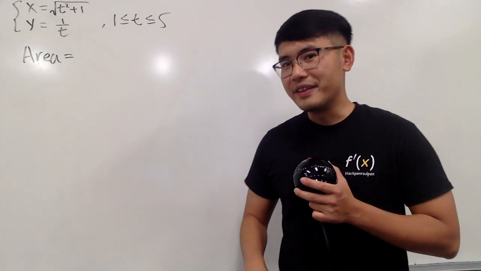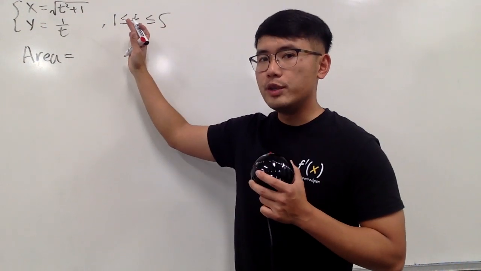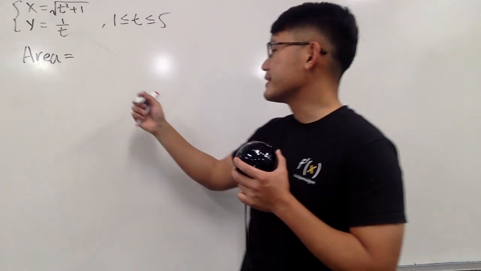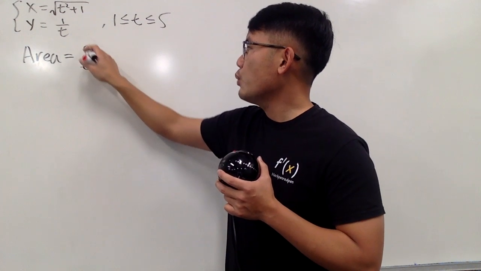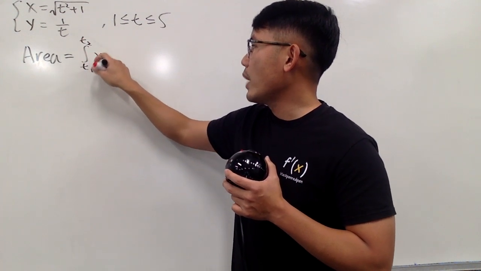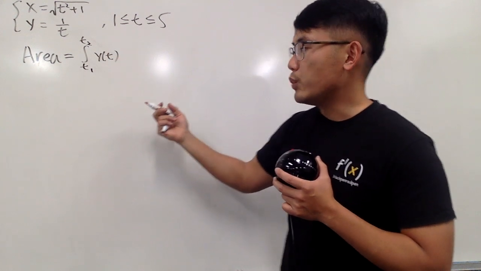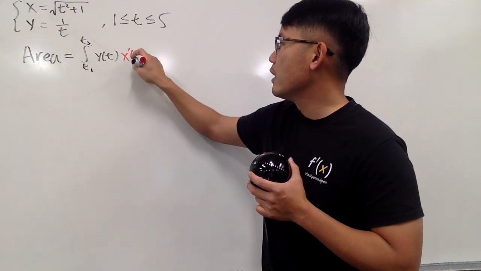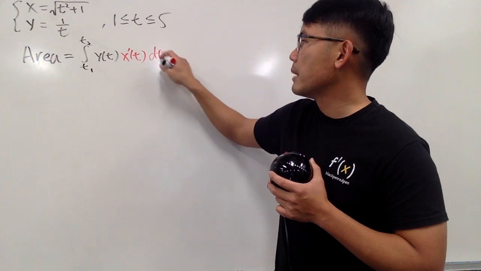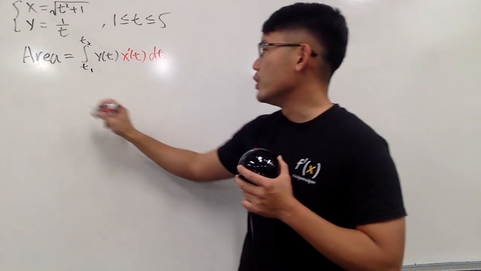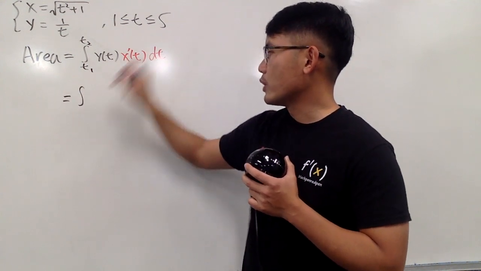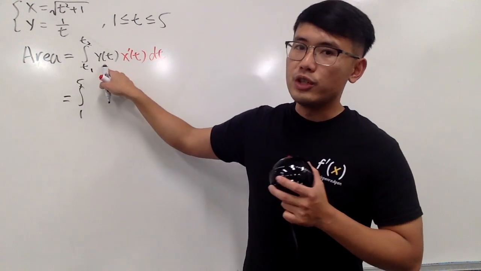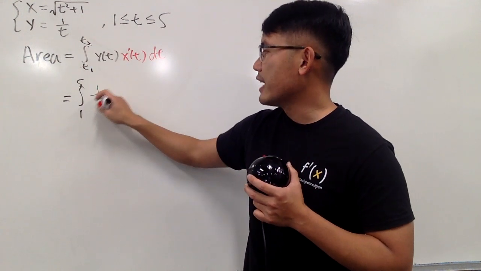Okay, in this video, we're going to find the area under this curve from t equals 1 to 5. So of course, let's get to work. We have to integrate from t1 to t2, and we need the y equation in terms of t, and we also need the derivative of the x equation, and we multiply by dt at the end. So we will have the integral from 1 to 5, and the y equation is just 1 over t, so that's very nice.